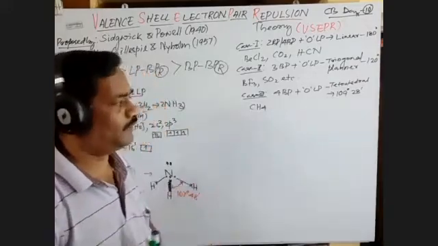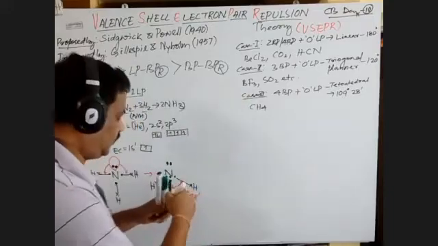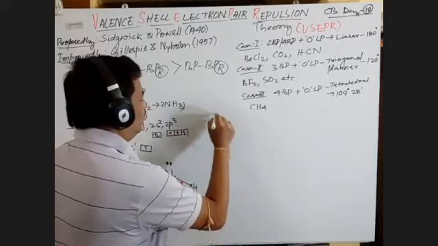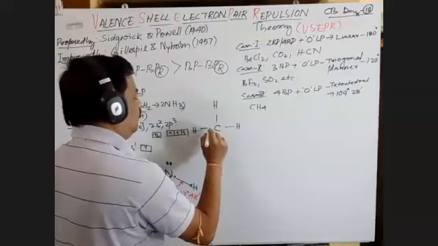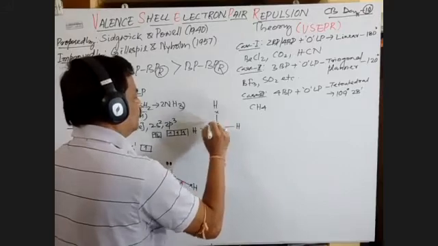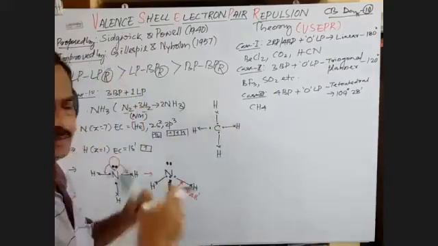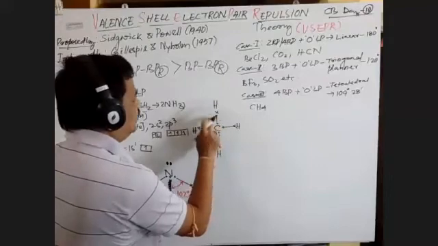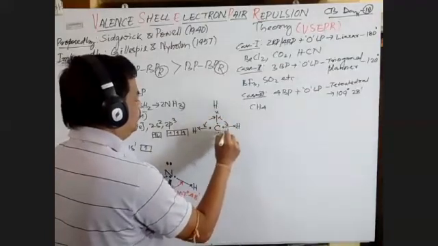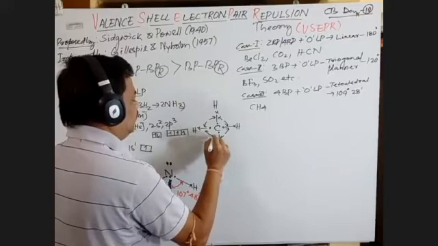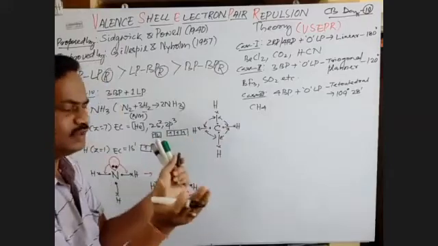Earlier we observed that instead of 90 degree, the angle becomes 109 degree 28 minutes because the bond pairs repel each other. In case of CH4, the carbon has one hydrogen here, a second, a third, and a fourth hydrogen. These are all bonded pairs, four bonded pairs but no lone pair. These bonded pairs repel each other, so the bonds shift and organize in an angular manner.